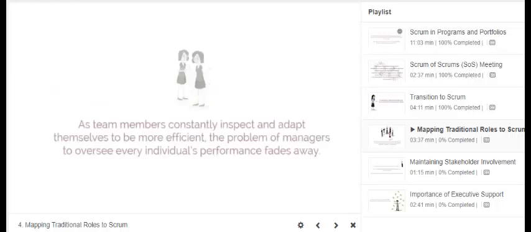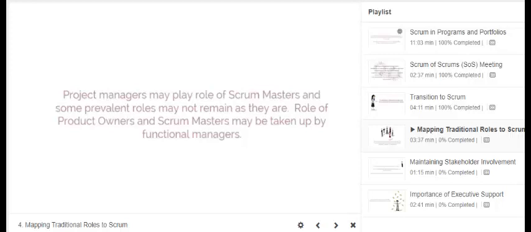As the team members constantly inspect and adapt themselves to be more efficient, the problem of managers to oversee every individual's performance fades away. Project managers may play the role of Scrum Masters, and some prevalent roles may not remain as they are. The role of product owners and Scrum Masters may be taken up by functional managers.